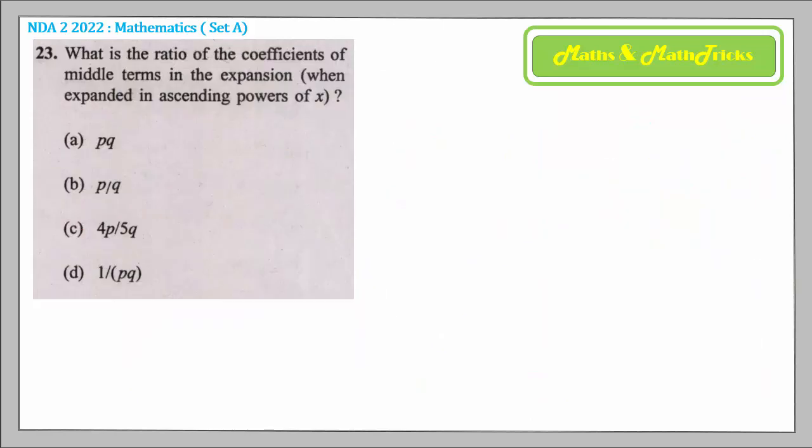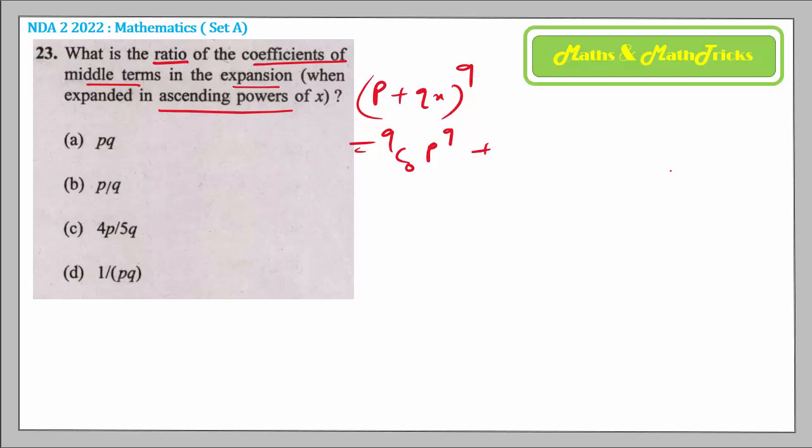Coming to the next question for the same information, they say: find the ratio of the coefficients of the middle terms in the expansion when you consider the expansion in ascending powers of x. That means the given binomial (p + qx) to the power 9 in ascending powers of x. Follow the general expansion of the binomial: 9C0 p to the power 9, then 9C1 p to the power 8 (qx) to the power 1, and like that, the last term will have 9C9 (qx) to the power 9. This expansion is already in ascending powers of x.